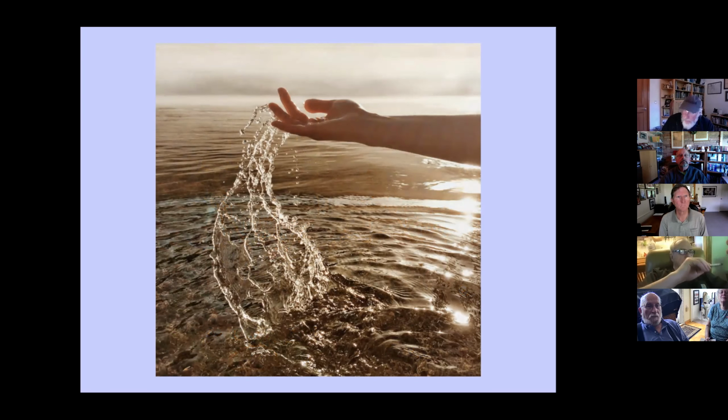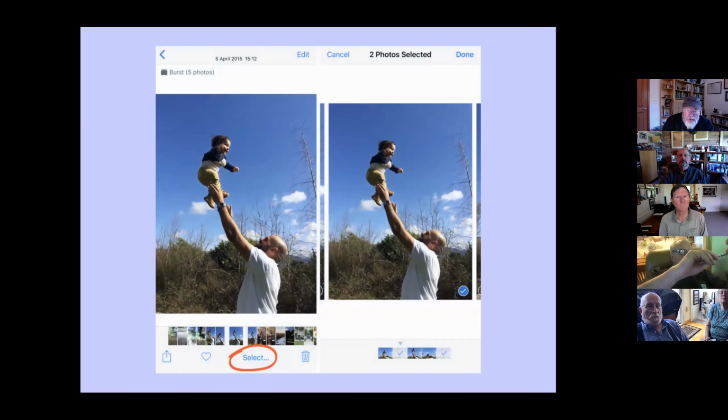Let me go back one here. So down at the bottom here, after you've taken a picture, you can select the one that you want. The red is around the select. And once you hit select, you get what's over on the right-hand side. And on the right, you can see the burst pictures down at the bottom there. And you can click on the one, or in this case, he's picked 2 that he wants to save.